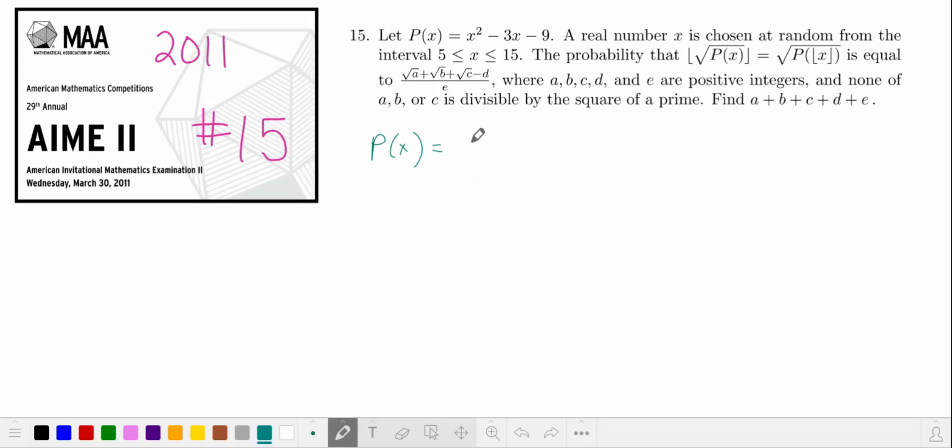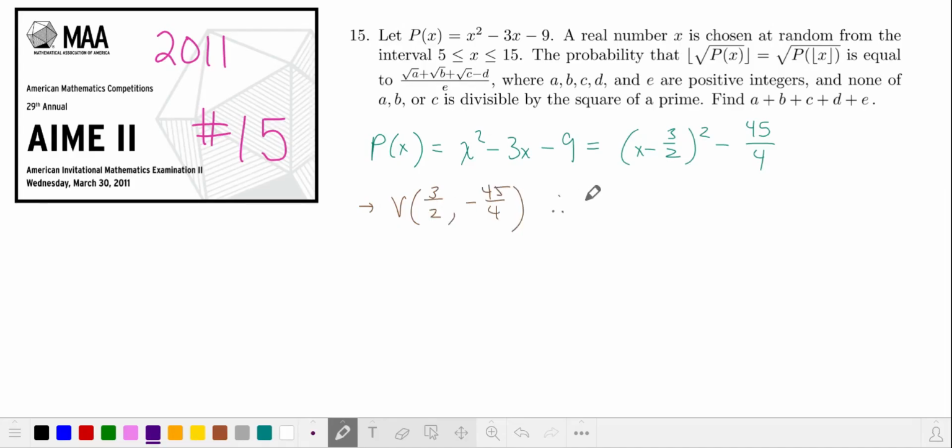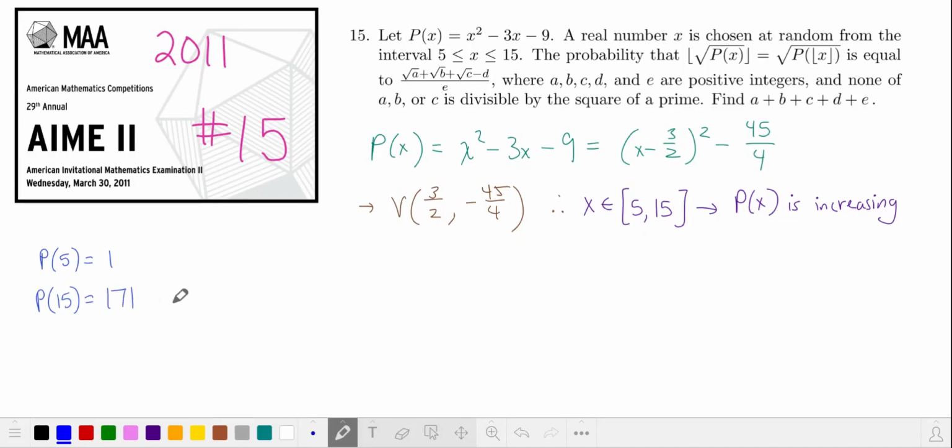We'll complete the square on this quadratic to find that the vertex is at x equals 3/2. So on the range that we're interested in, from x equals 5 to 15, we have that p of x is increasing. We'll check the values of p of x on these endpoints. Plugging in 5, we get that p of 5 is 1, and p at 15 is 171.